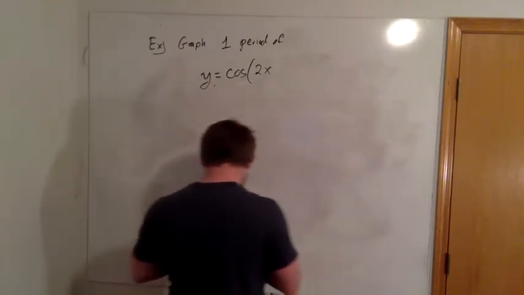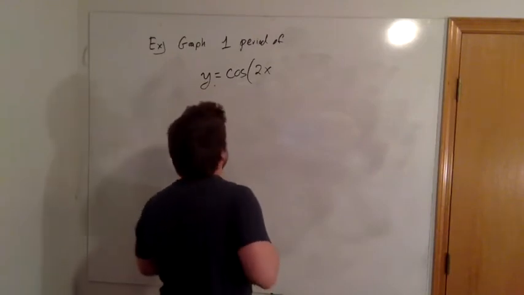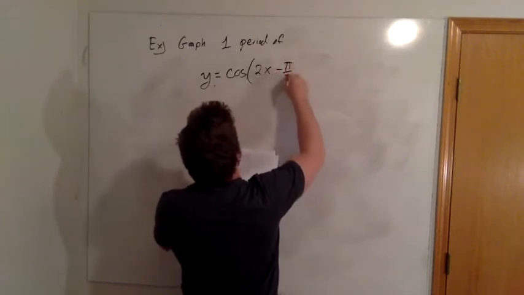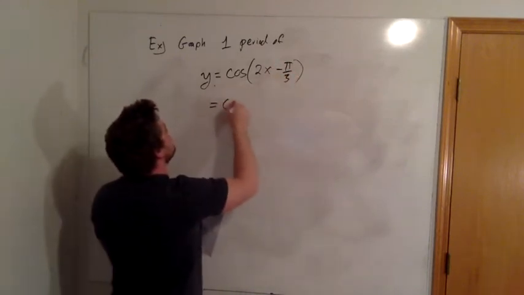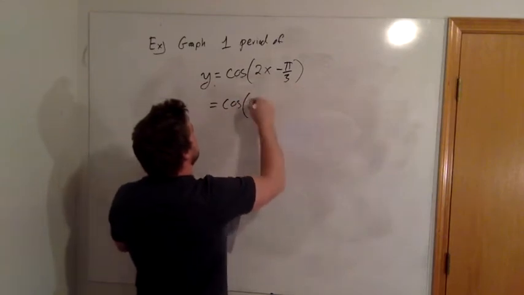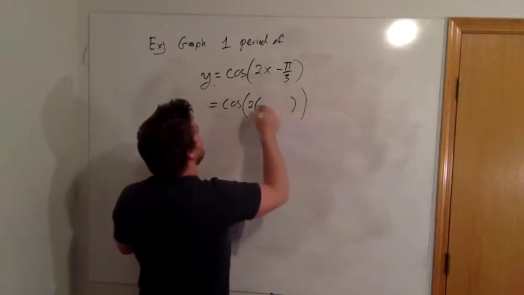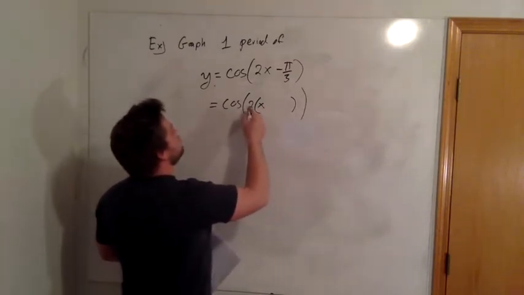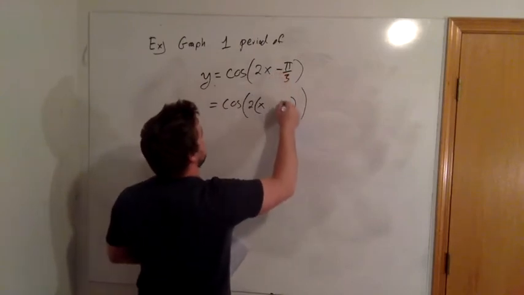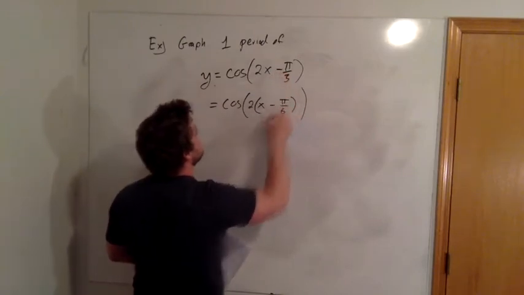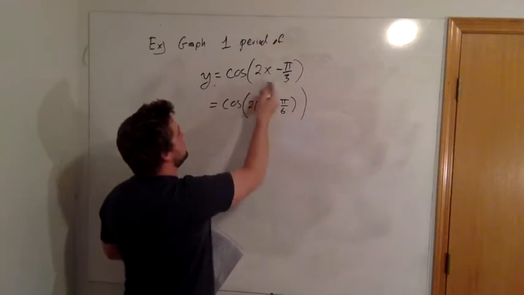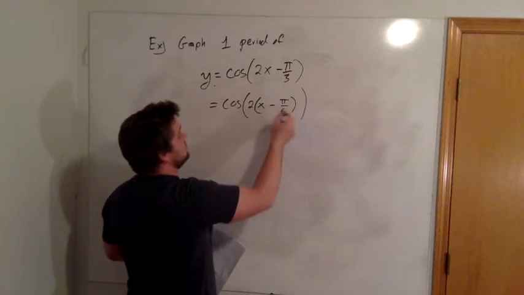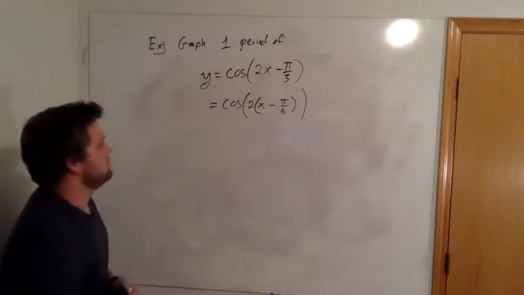So we want to see the true shift. This is minus pi over 3. So what we want to do to see the true shift is we want to factor out that 2. If I factor out a 2, I need to think about 2 times what number would give you pi over 3. I hope you think of pi over 6. Notice if I multiply the 2 onto the x, I get 2x. If I multiply the 2 onto the pi over 6, the 2 will cancel with the 2 and the 6, and I'll get a 3.